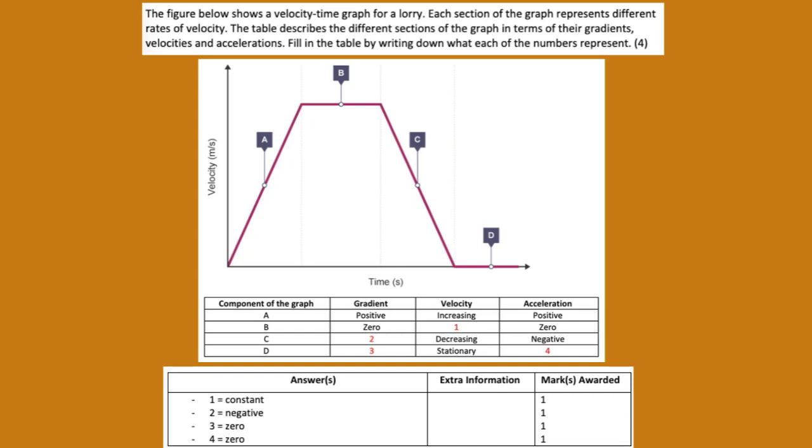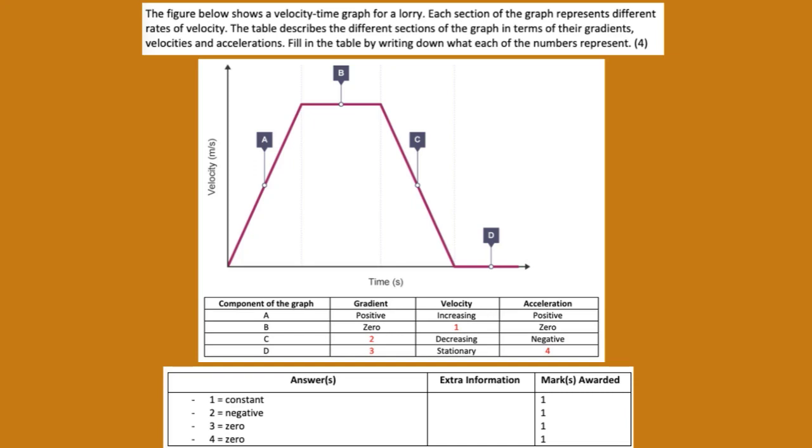For box 3, we must describe the gradient of line D. We see that the gradient is not positive because it's not going up the graph, and it's not negative because it's not going down the graph. In fact, it is completely level, and this means that it has a gradient of 0.